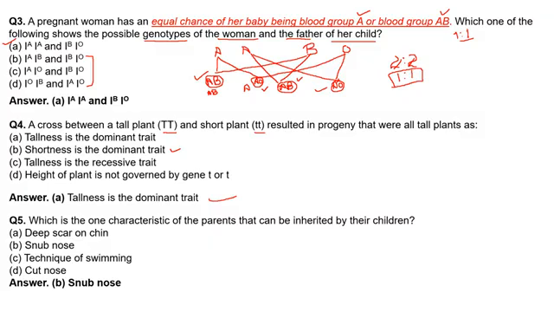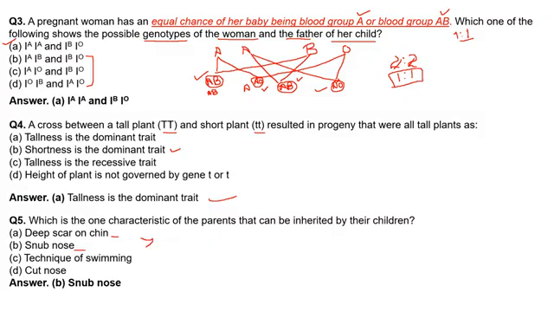Okay, deep scar on chin, no, that cannot be inherited because it is a scar on somatic cells, which are not inherited. Snub nose means a flat and broad nose, and this nose has a tip which is a little upward. This is called snub nose. Flat, broad, and the tip a little upward. So this is the type of snub nose.